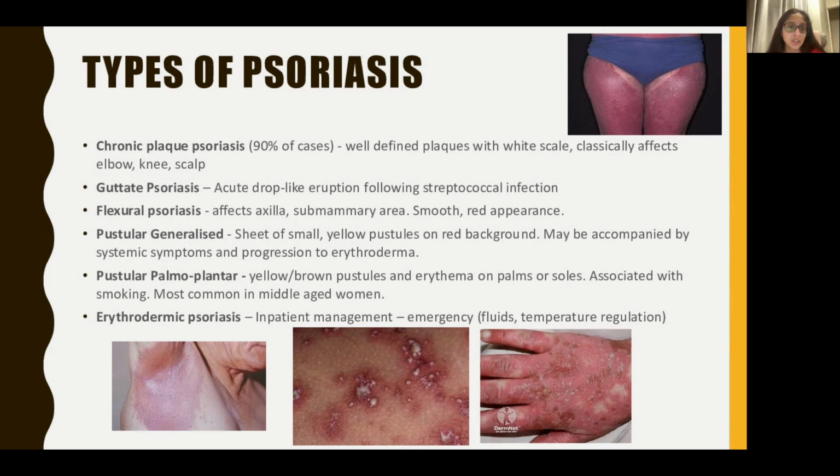Then there's also pustular palmoplantar psoriasis. So this is this image here. This occurs, as the name says, more on the palms and the soles, and it is associated with smoking. And there is also erythrodermic psoriasis, and this is what you can see here. And as with cases of erythroderma, it would require inpatient management, including fluids and temperature regulation. Often these patients would be managed in ICU.